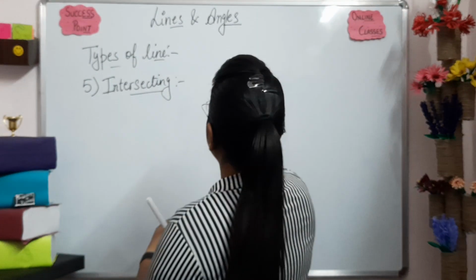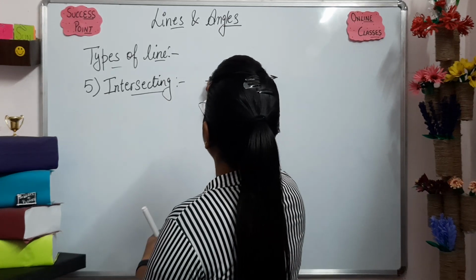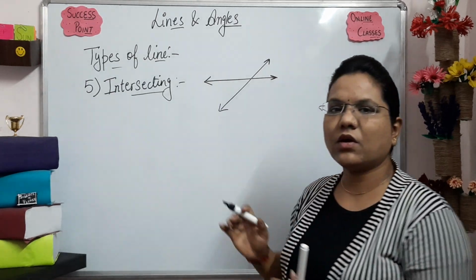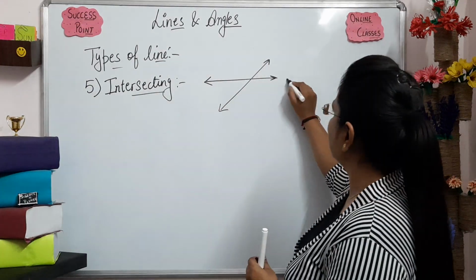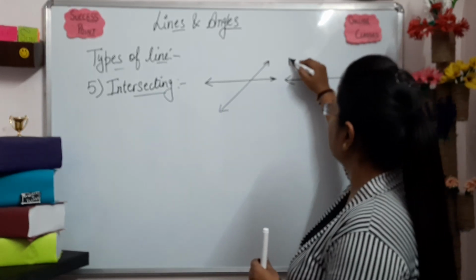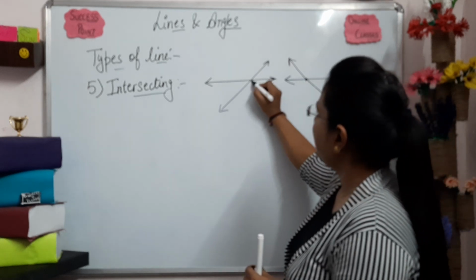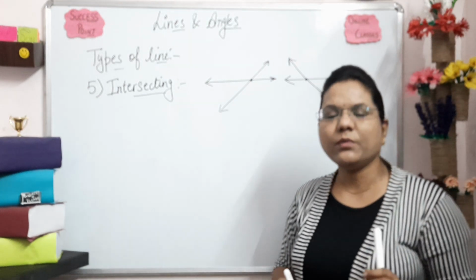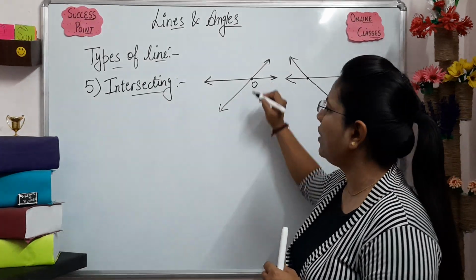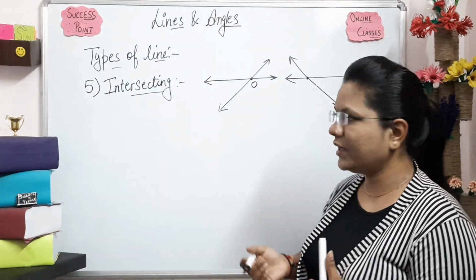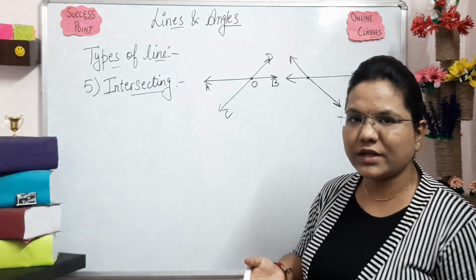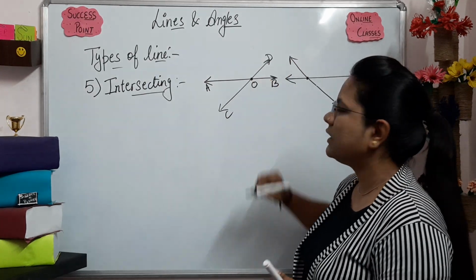So one line in this form, or it can be in any position. It's not fixed. It will change like this one and another like this one. But the important thing is they meet at a common point. Because they are intersecting lines, this point we call the intersecting point. And the naming can be A, B, C, D. Any names you can assign, and this point we can call O.